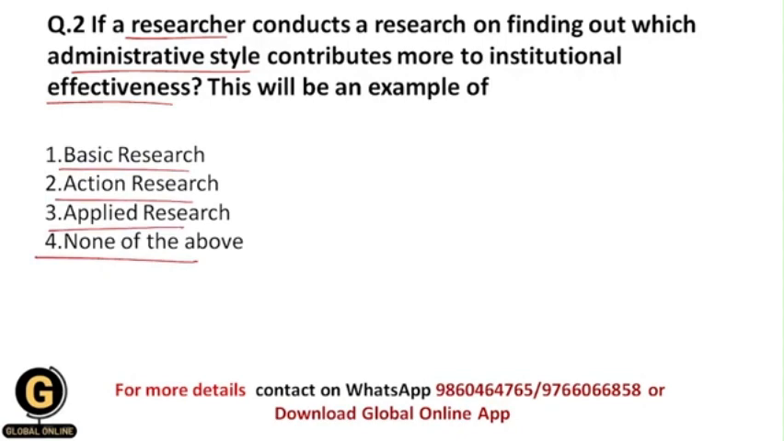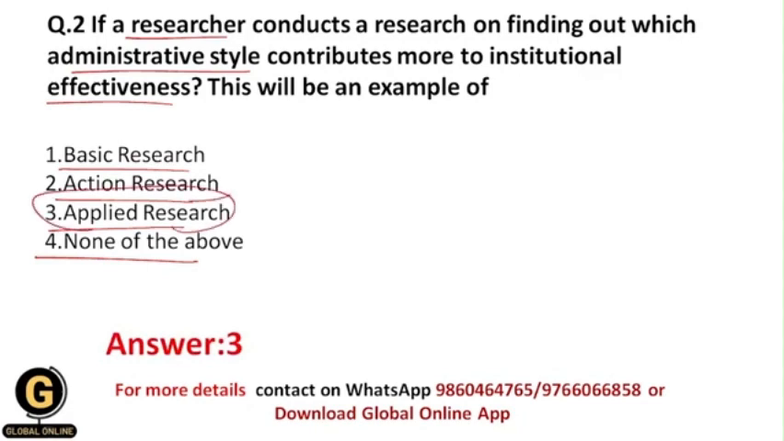So students, this question is somewhat tricky, because here we are going to find out the solution to our problem. Basically, here we need to apply a law so that we will get the solution to our problem very efficiently or easily. And that's why the correct answer for this is 3, that is applied research.